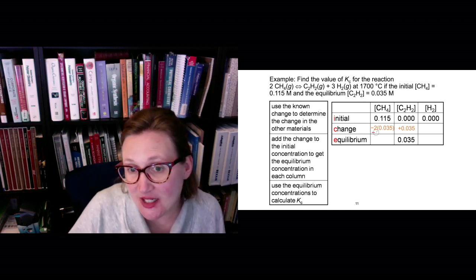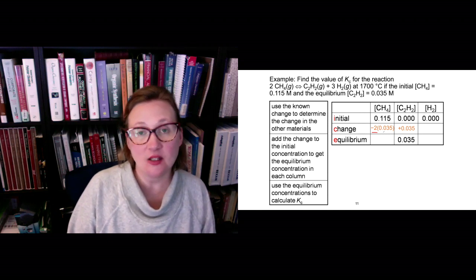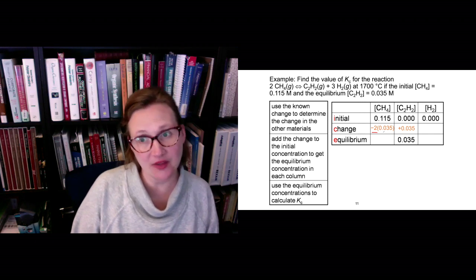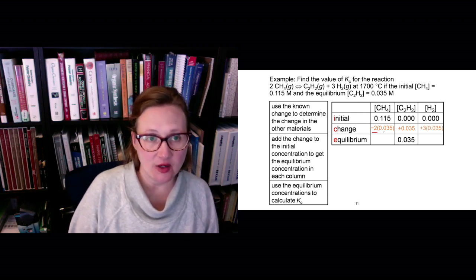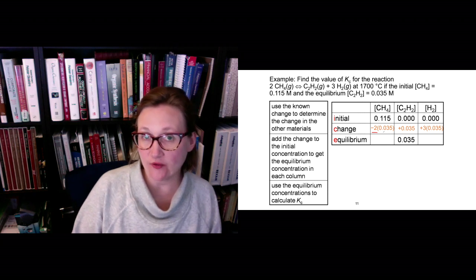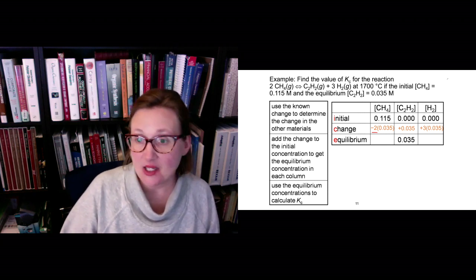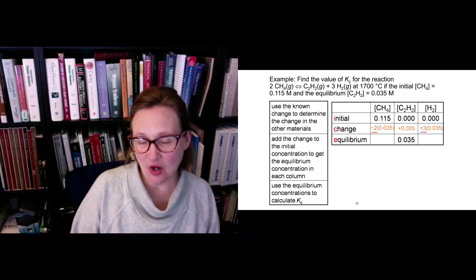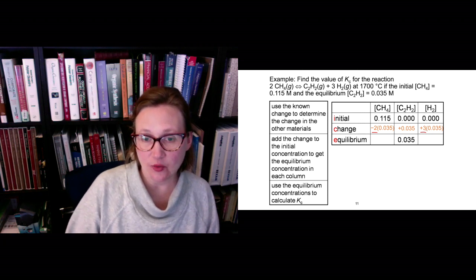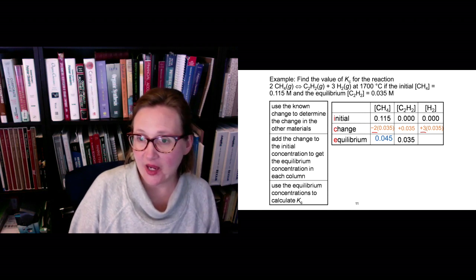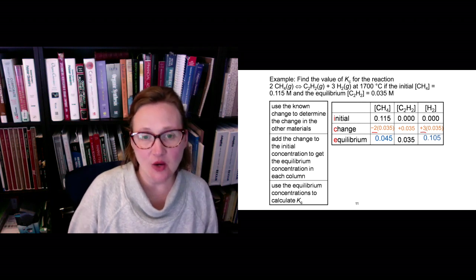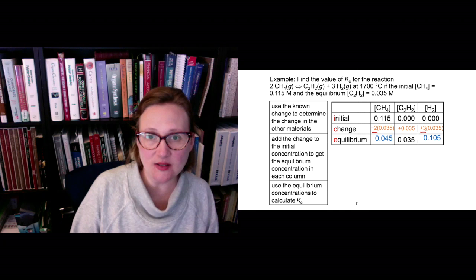And also notice it's a -2 because it's a reactant and the reactant goes away in time. So -2. All right, but what about the hydrogen? Well, the hydrogen, for every 1 C2H2 we form 3 H2. So we'll multiply times +3. Okay, so now what we can do is take our initial and for the reactant subtract out the change, and we end up with 0.045. And then we're going to take our 3 times 0.035 to come up with 0.105. So now we have all of the equilibrium concentrations in this reaction.